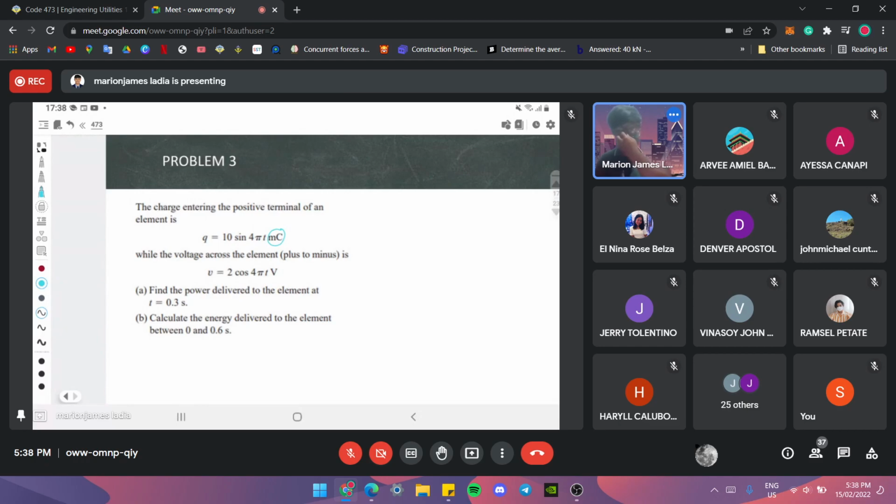Okay. So pag multiple choice, papayagan ko kayong mag-calculator kahit walang solution, okay lang. Pwede nyo gamitin yung integral sign sa calculator nyo. Pero pag problem solving, syempre kailangan ko makita yung solution.